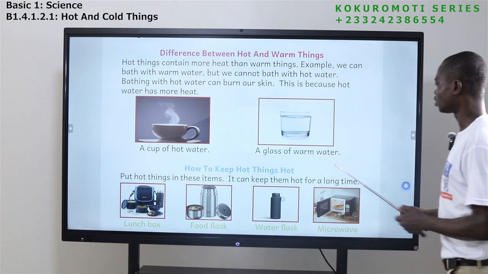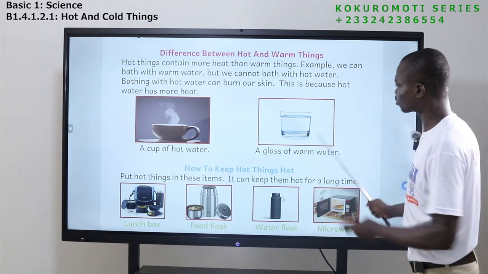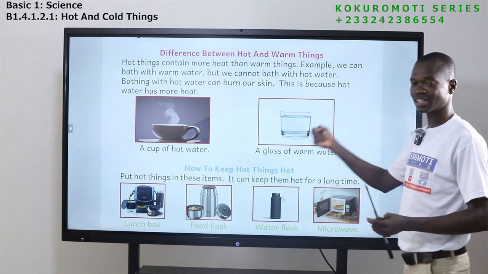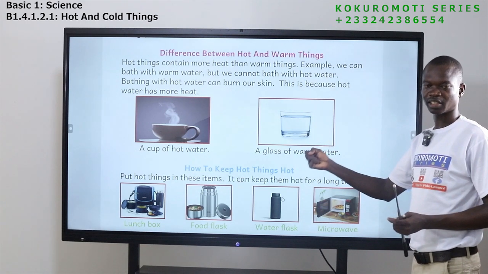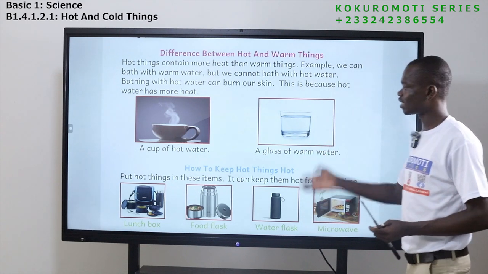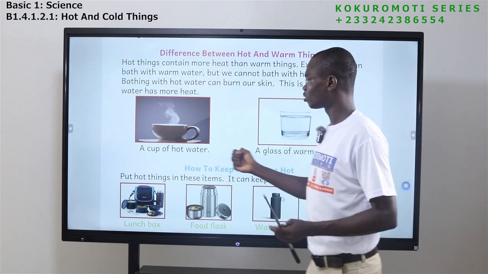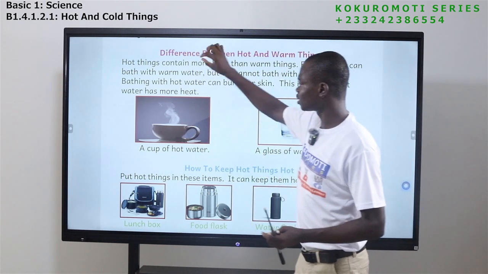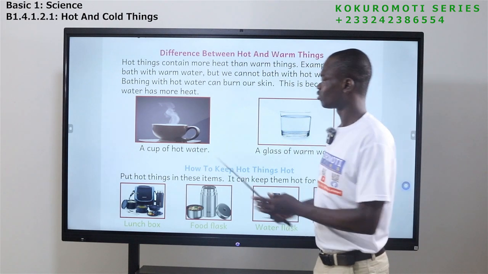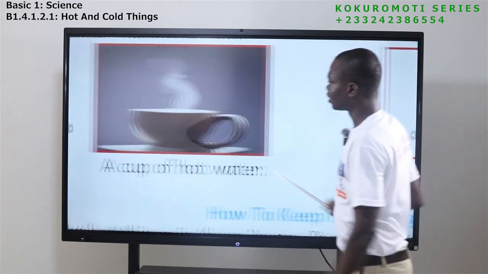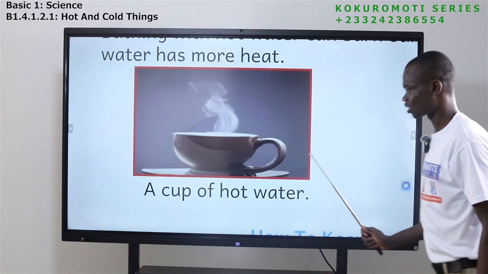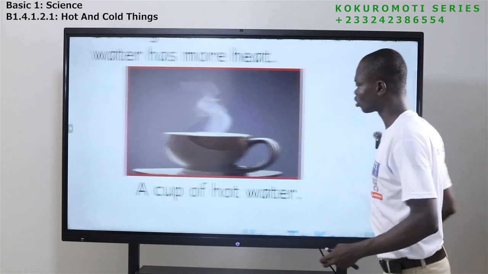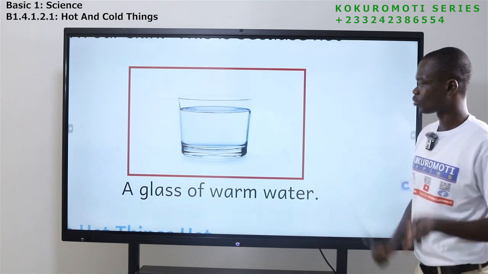A glass of what? Warm water. So you see, this is warm water. You can't even see vapor coming out, but it contains what? Heat. Hello, are you here? I'm saying that hot water contains more heat, and you normally see water vapor coming out, for example, like this. If you try drinking this water, your tongue, your mouth will get burnt. So hot water is different from warm water.